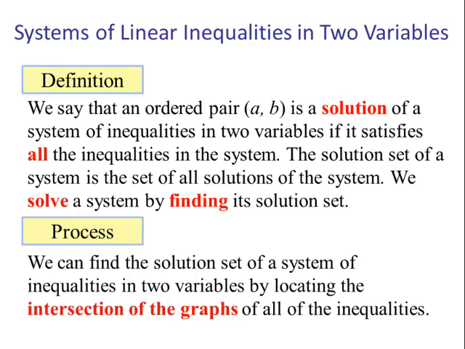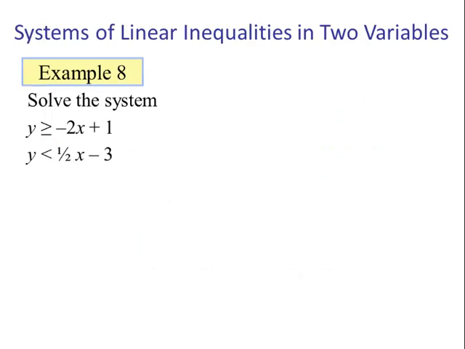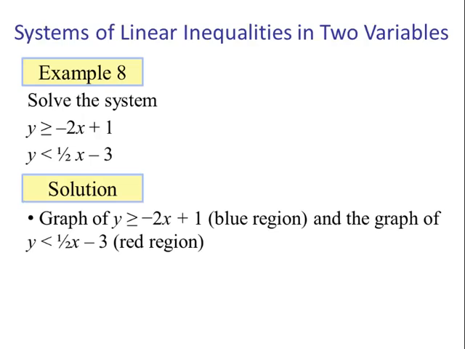So let's look at an example. Example 8. Solve the system y is greater than or equal to negative 2x plus 1, y is less than 1/2 x minus 3. So solution, we first want to graph y equals negative 2x plus 1 and then color in the area above the line. On the next slide this will be a blue region. And then we want to graph y equals 1/2 x minus 3, change that to a dotted line, and then color in the area below the line because it's a less than, and this will be the red region in the next slide.